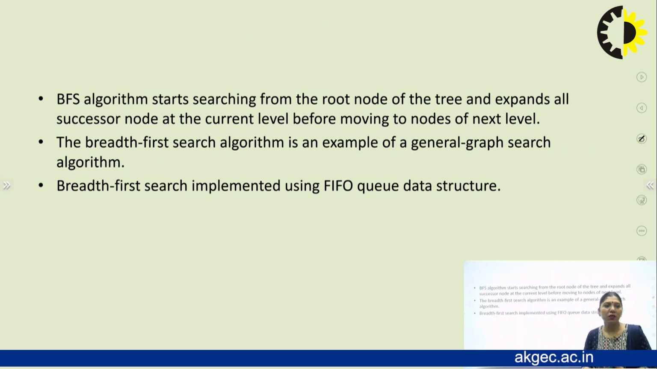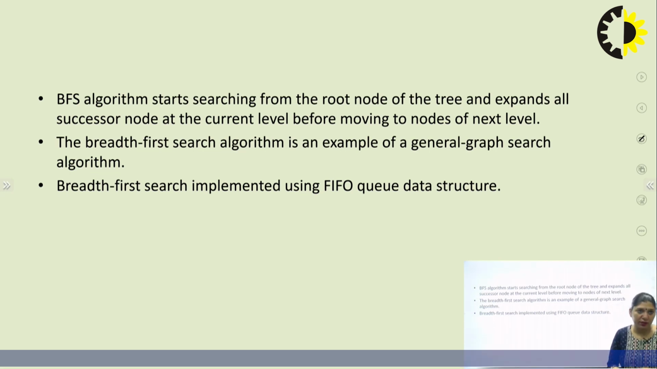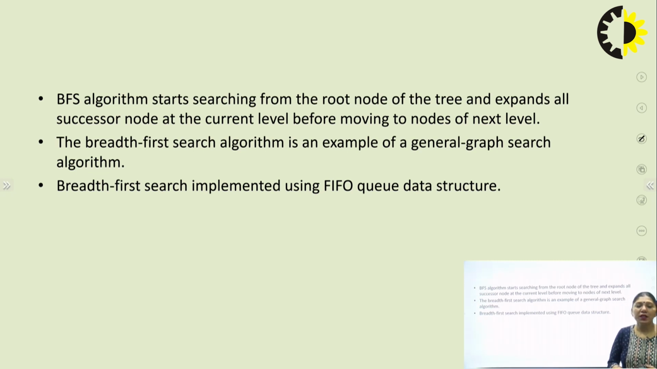So further about the BFS algorithm, it starts searching from the root node of the tree and expands all the successor nodes at the current level before moving to the nodes of the next level. It will start working from the root node, go to its successor nodes, and traversing through the successor nodes, it will try to reach your goal node. The BFS algorithm is an example of a general graph search algorithm which is implemented using a FIFO queue data structure. What is FIFO? Definitely it is first in first out, whoever comes first will go out first. So it is following a simple pattern of the FIFO data structure. Okay beta.